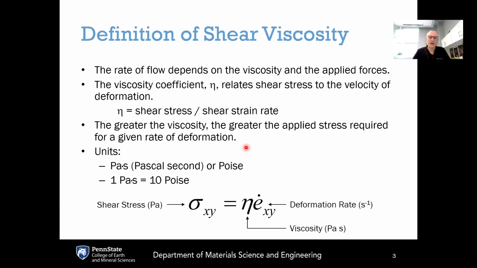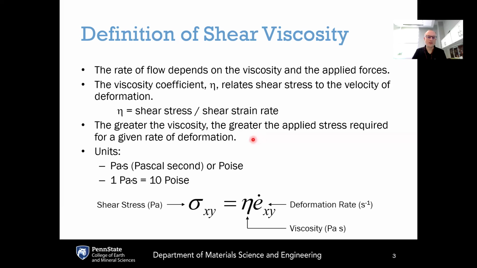The rate of flow depends on the viscosity and the applied forces on a system. The viscosity coefficient is given by the Greek letter eta, and this relates the shear stress to the velocity of the deformation. So the coefficient of shear viscosity, eta, is equal to the shear stress divided by the shear strain rate. That ratio gives our coefficient of shear viscosity, which means that the greater the viscosity, the greater the applied stresses are required for a given rate of deformation.